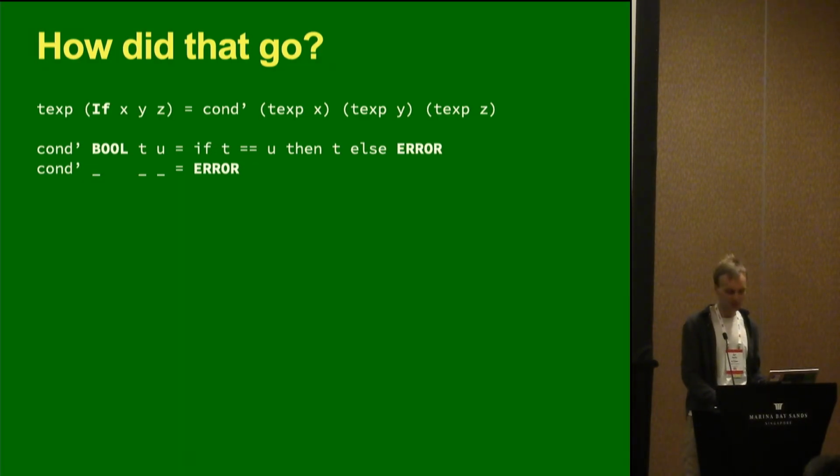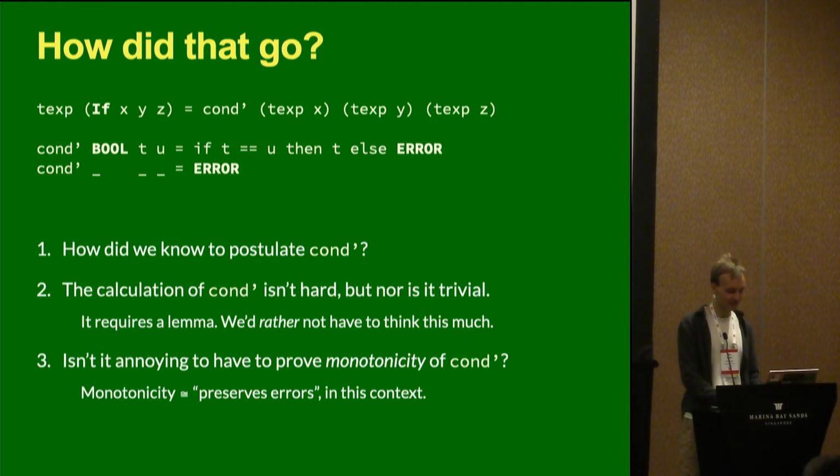And this is probably what you'd expect, right? If the 2 branches have the same type, then the conditional has that type. Otherwise, it is a type error. And okay, this is maybe not entirely satisfying. I'm not that happy with this for 3 reasons.